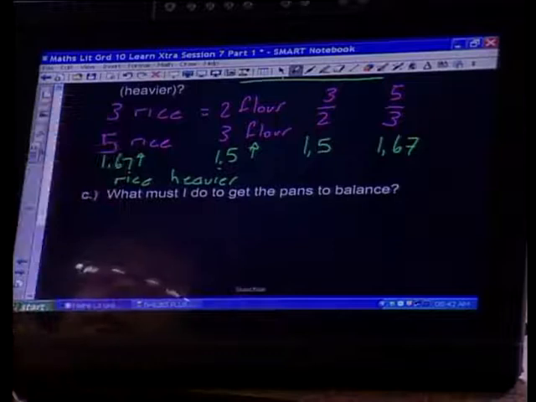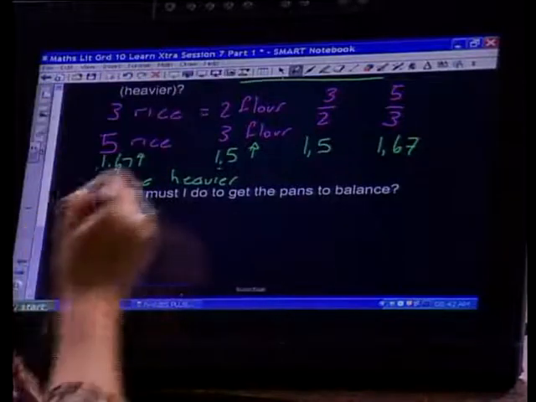If you've been watching me on the show, you've heard me say it a few times, and I'm going to keep saying it because I think it is so important. Reread the question and double check that you've actually answered the question correctly. So we have answered the question because we rechecked. We needed to say which pan was lower. Right. What must I do to get the pans to balance?